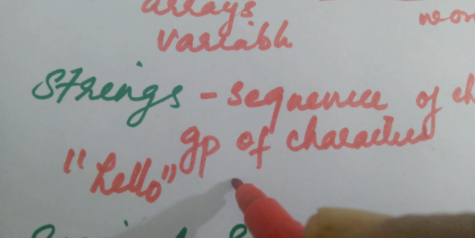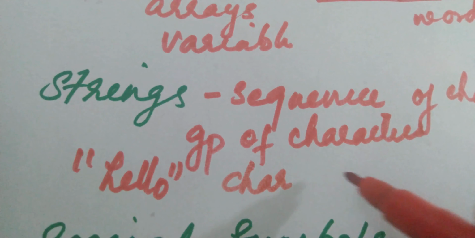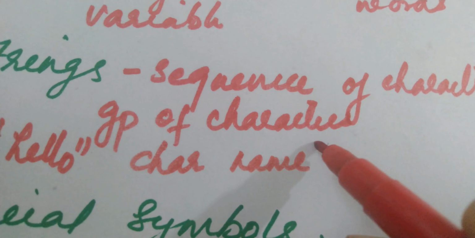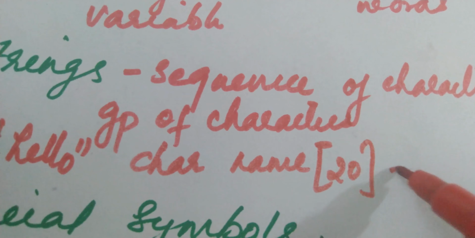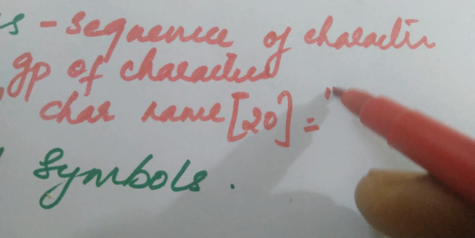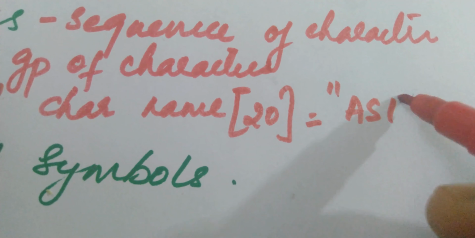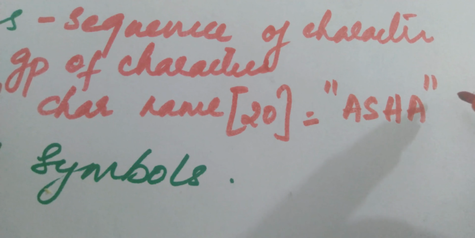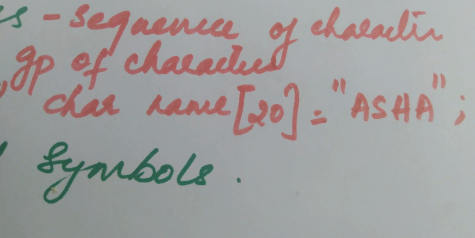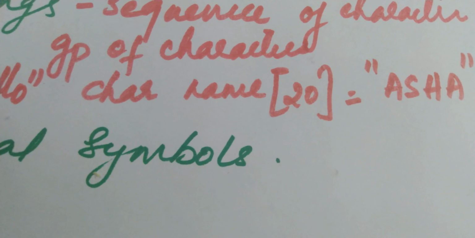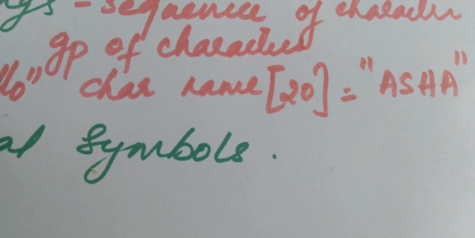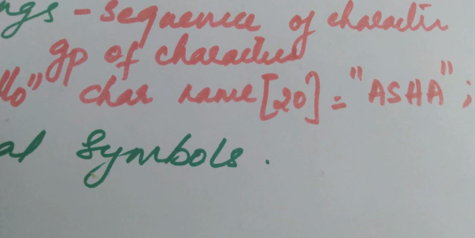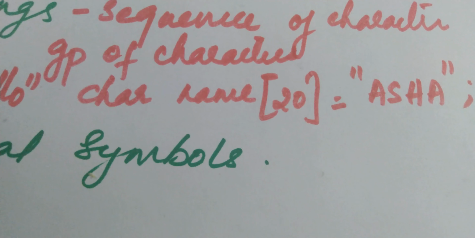For example, sometimes we have to give the name of a student, so I can write char name[20] equal to, it can be initialized as "Asha", and it will be given in double quotation marks. So anything which is enclosed in double quotes is known as a string constant, and within these double quotes the characters may be letters, numbers or special characters.